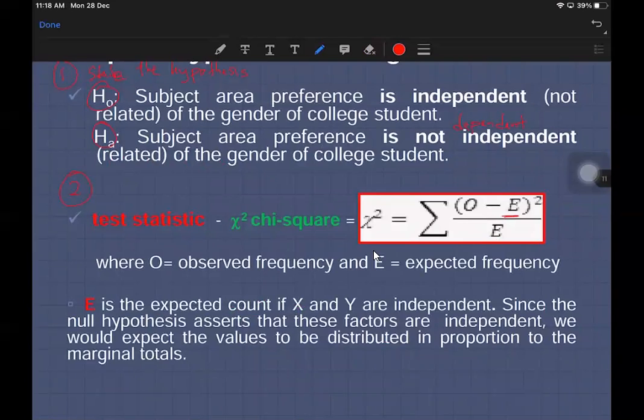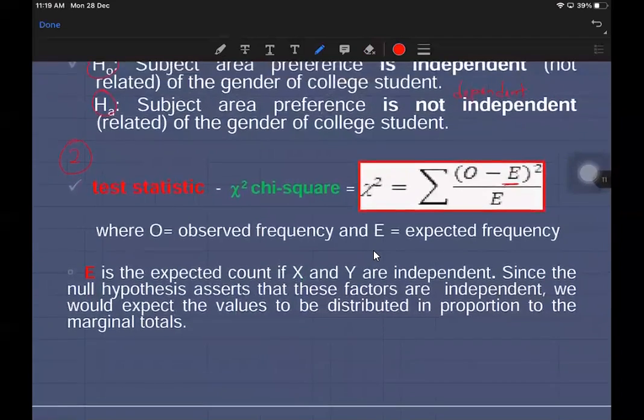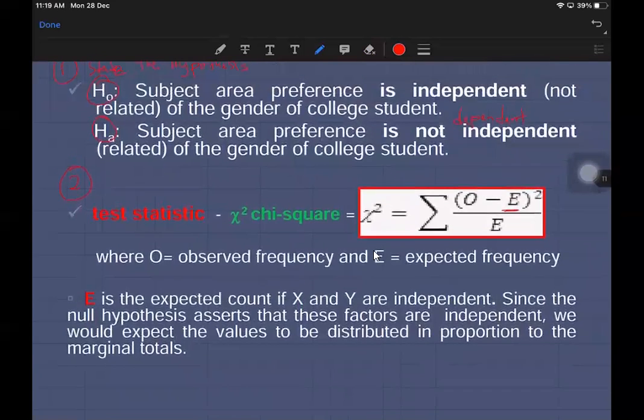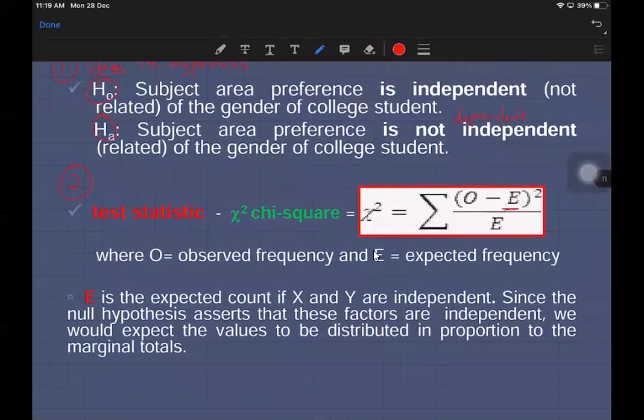So O is the observed frequency and E is the expected frequency. E here is the expected count if X and Y, meaning subject area preference and gender, are independent, meaning we favor the null hypothesis. That's why we calculate our expected value. So we are looking at the difference between the observed frequency and the expected frequency.